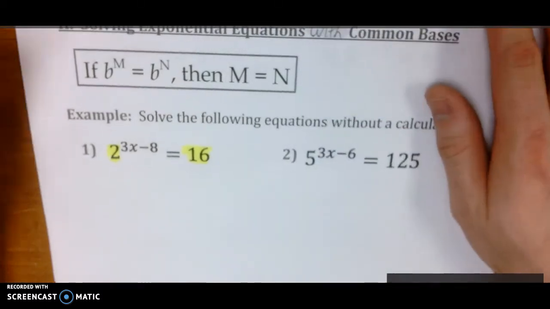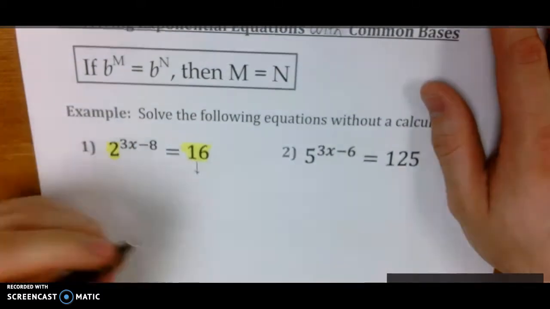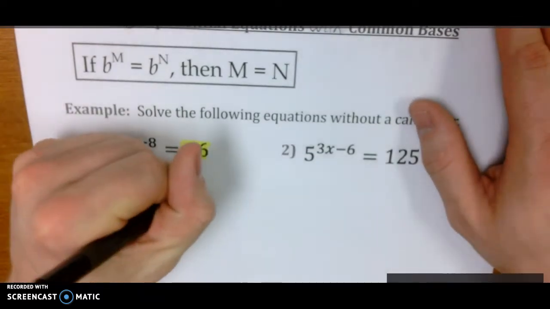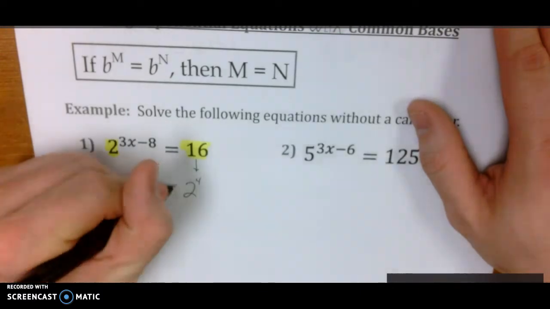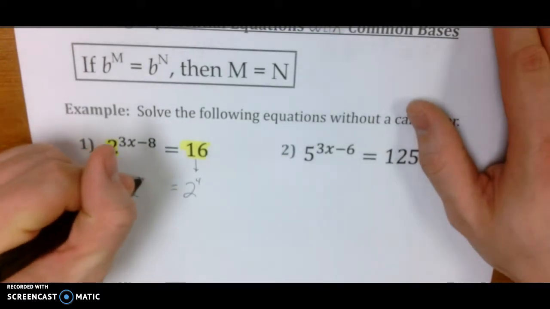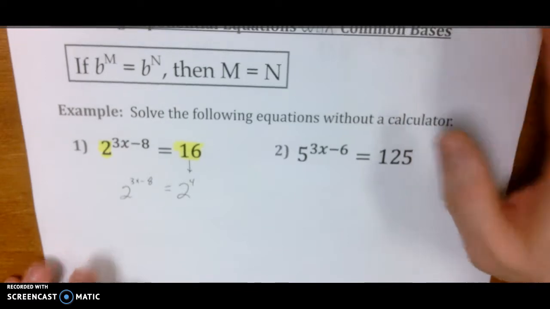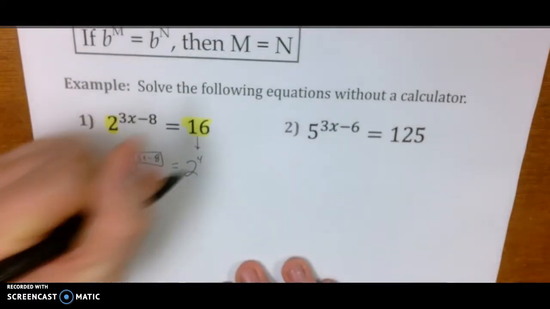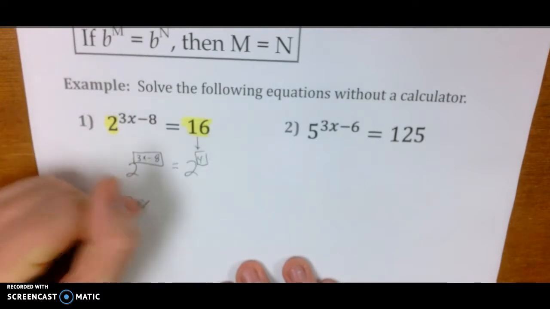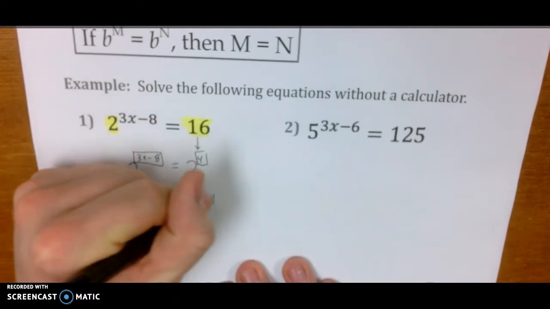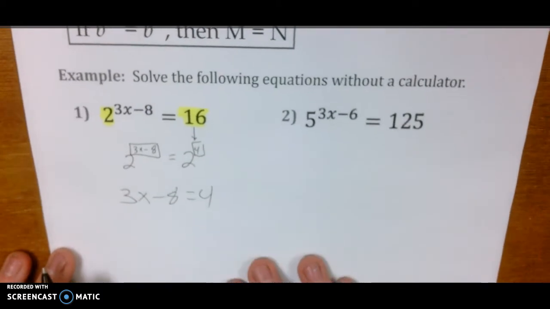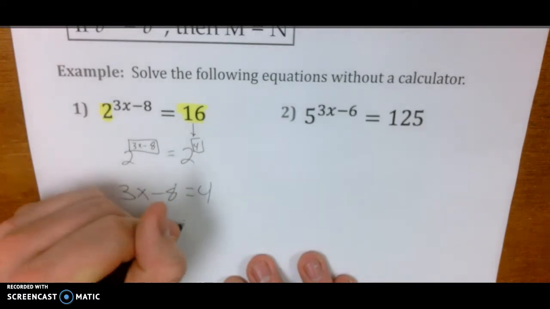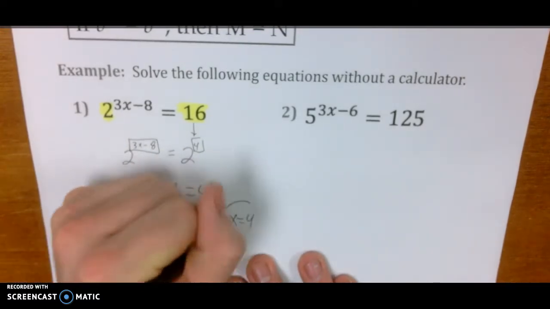What I want to do is write 16 as if it were 2 to some power. Well, 16 is the same as 2 to the fourth power. So I can think of this equation as saying 2 to the power of 3x minus 8 equals 2 to the fourth. From here, I can now claim that these exponents must be equal. 3x minus 8 equals 4. I can solve that equation. Move the 8 over to the other side. 3x equals 12. Therefore, x equals 4.